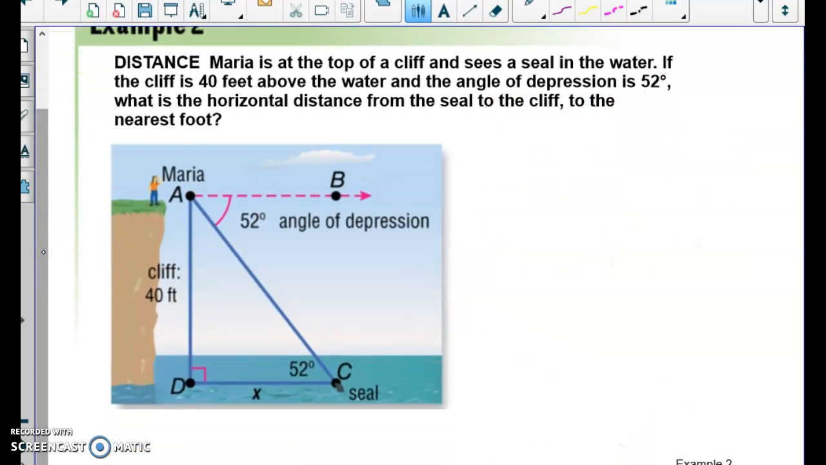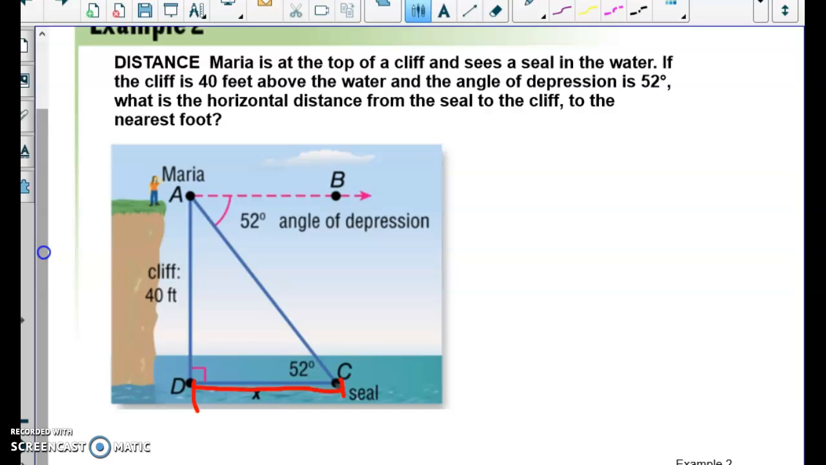Maria is at the top of a cliff and sees a seal in the water. If the cliff is 40 feet above the water and the angle of depression is 52 degrees, what is the horizontal distance from the seal to the cliff to the nearest foot? So we're finding this distance down here.